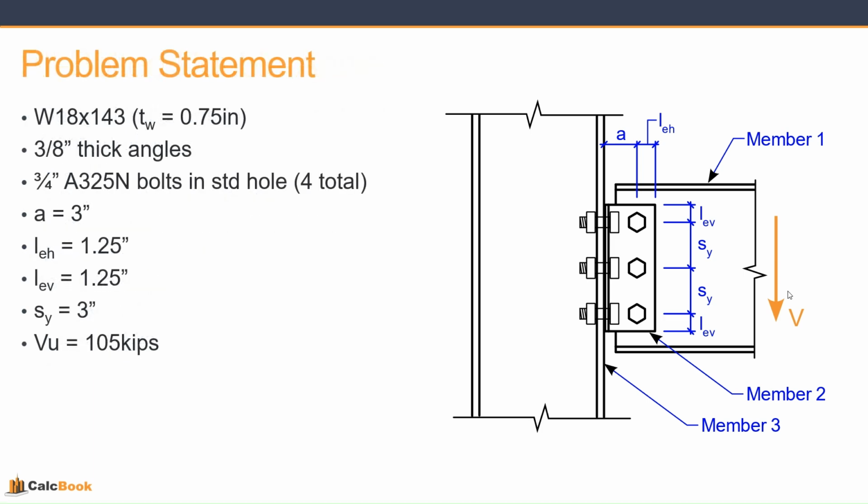So let's take a look at our problem statement for today. We have a W18x143 beam that has a web thickness of 3/4 inch, 0.75. We're using 3/8 inch thick angles. We are going to be using 3/4 inch A325N bolts, so the thread planes are not excluded from the calculation, in a standard hole. Our A is 3 inches, our L_eh is 1.25, and our L_ev is 1.25, like we just said, and our bolt spacing is 3 inches. And we have a very specific shear load of 105 kips, because that's what we're trying to match in the tables. So let's go ahead and open up CalcBook, and we'll get started on the design.